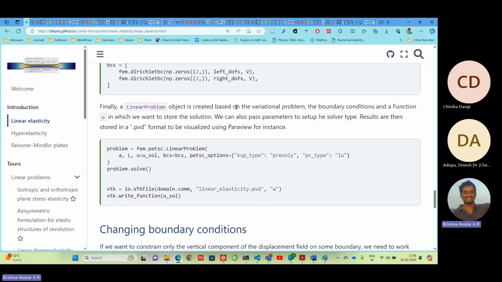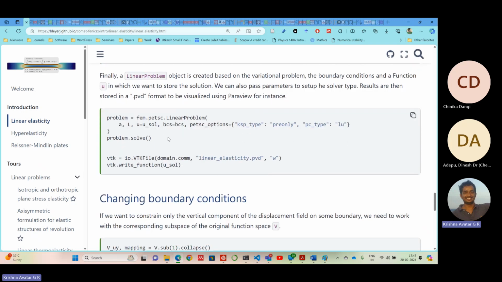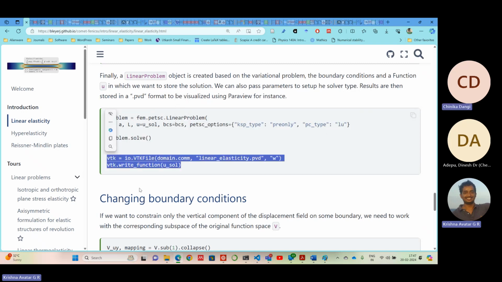The linear problem is created based on the variational problem, the boundary conditions and the function u in which we want to store the solution. We can also pass parameters to set up the solver type. Results are then stored in a PVD format to be visualized using ParaView. So we have to give the following arguments to the linear problem function in the PETSc class of FEM subclass: the bilinear form defining the problem, where to store the solution, the boundary conditions, and the options that we want the solver to have. And then we solve the problem and store the solution.